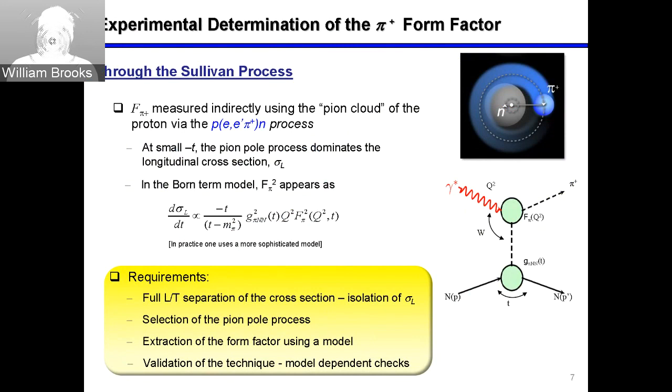The next question is from Nilanga: thanks for the nice talk. Can you briefly go over studies of pion structure functions at JLab 12 GeV and EIC also?